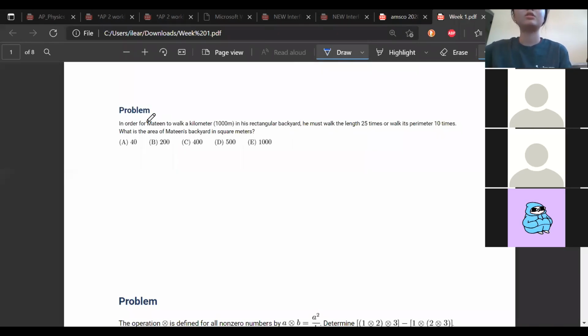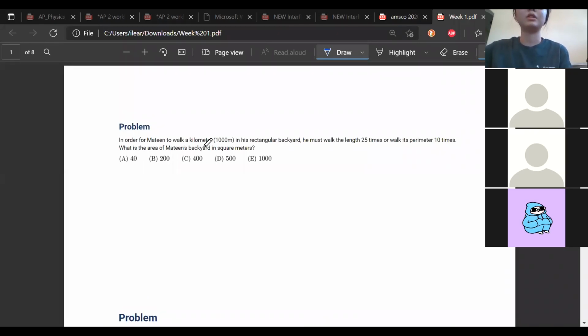Right? So problem number 1. In order for Mateen to walk a kilometer in his rectangular backyard, he must walk the length 25 times or walk its perimeter 10 times. What is the area of Mateen's backyard in square meters?